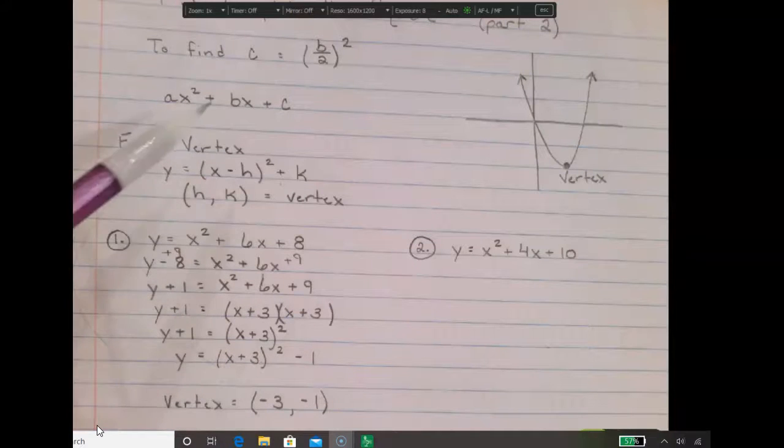H is where you look at the opposite. So if it's minus H, it actually is a positive. If it's plus H, it's actually going to be a minus. So there's my vertex. My vertex is -3, -1.